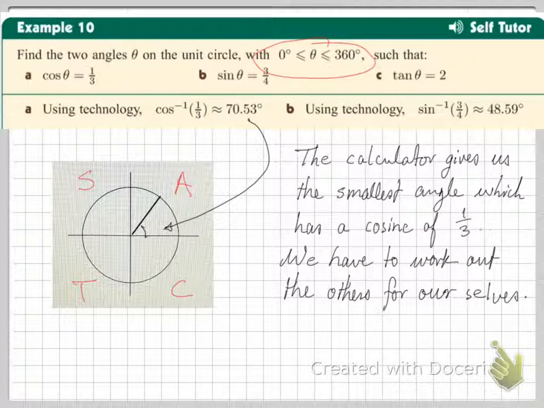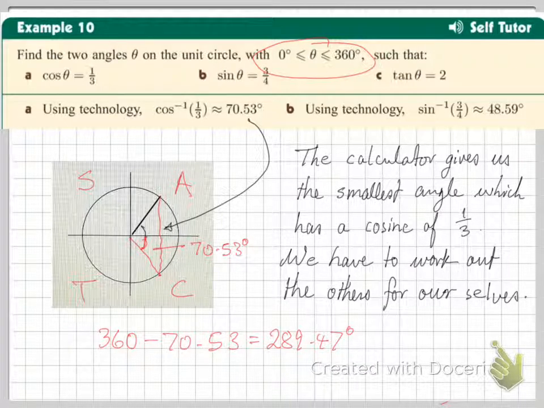Alright, now we're aware that all trig functions are positive in the first quadrant, and where else is the cosine positive? Well, it's in the fourth quadrant, and that's because the cosine is the x coordinate of the point on the unit circle. So the other angle is going to be this angle in here, and so that will be 70.53 degrees. Now, if we were to use that angle, we'd have to say it's minus 70.53. Now, we want an angle between 0 and 360, so what we're going to have to do is take that angle away from 360 degrees.